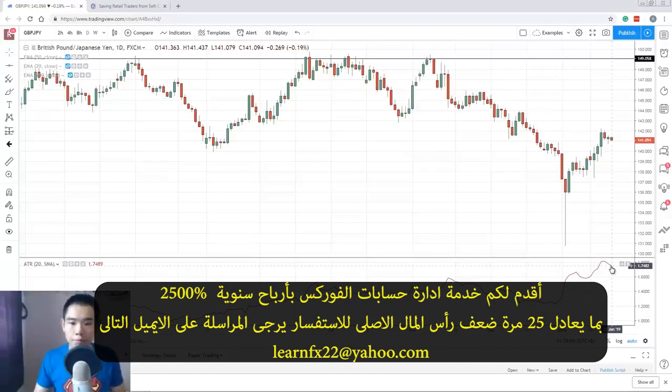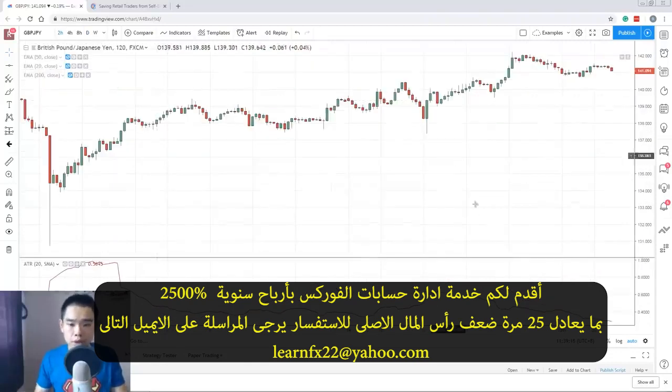Again, for example, pound yen, right, daily time frame has an ATR value of 174, 175 pips. But if you're trading off the, let's say, 2 hour time frame on the pound yen, notice that the ATR value right now is only about 28 to 30 pips. So if you were to use the ATR value on the daily time frame and apply it to the 2 hour time frame, it's overkill. It's like taking a machine gun to kill a chicken. All you need is a knife, okay?